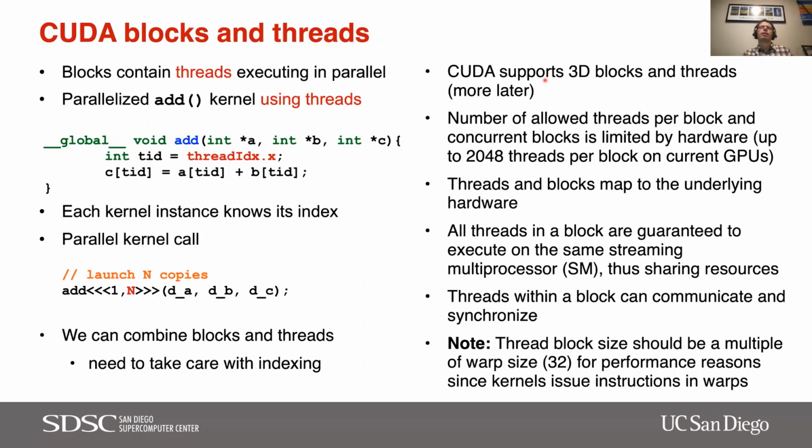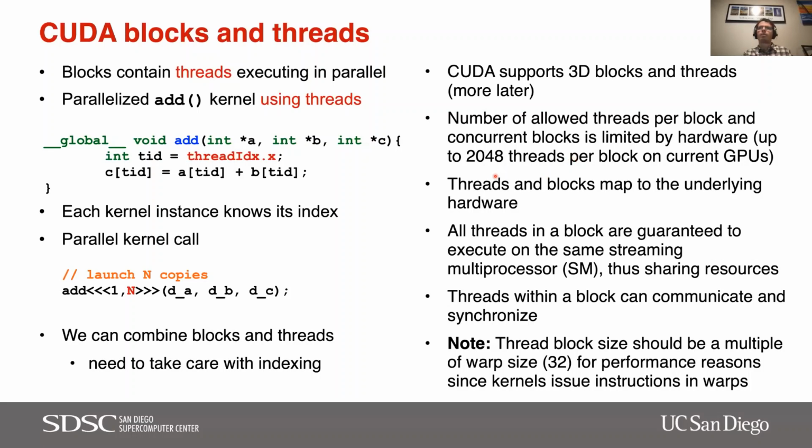So CUDA supports 3-dimensional blocks and threads. The number of threads per block and the number of concurrent blocks that you can run is limited by the hardware, right? So there are up to 2048 threads per block on current GPUs.